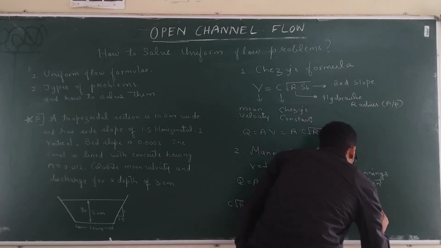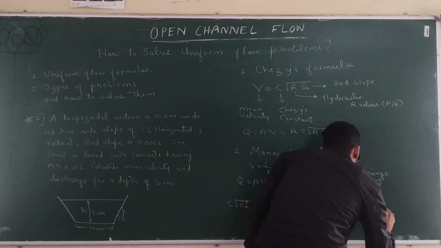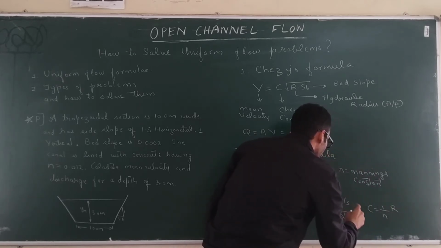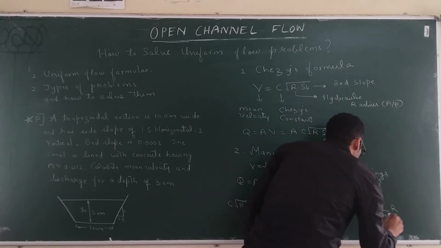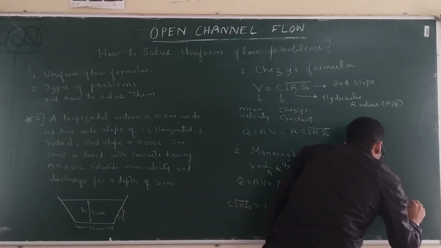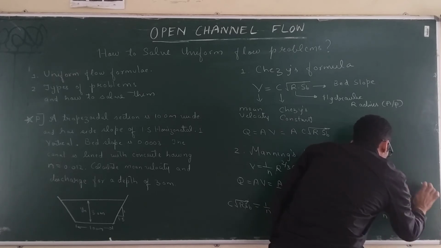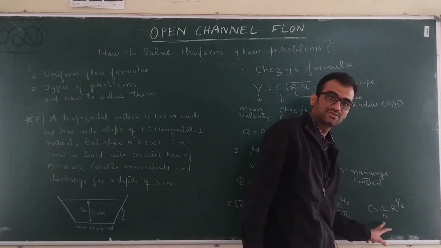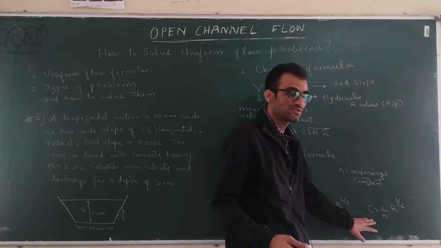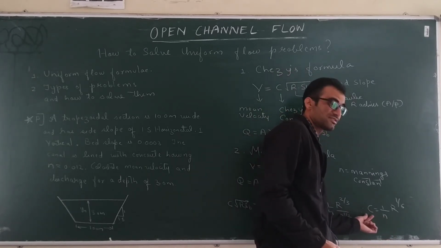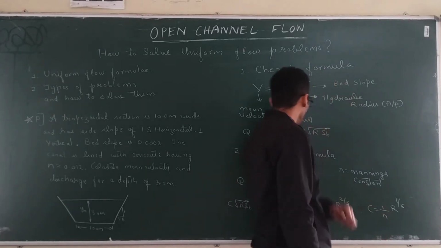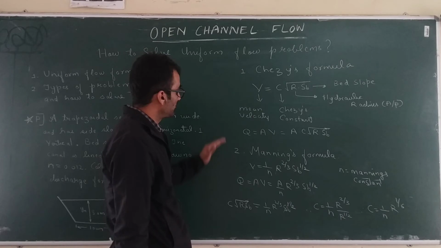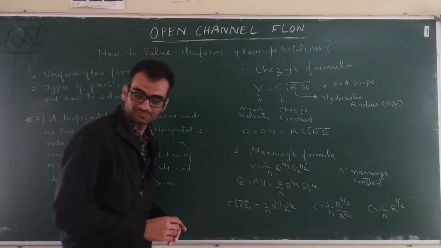So C equals 1 by N R to the power 2 by 3 minus 1 by 2. That is 4 minus 3 over 6, so it will be 1 by 6. This is the relation between Chase's constant and Manning's constant. If you come across a situation where you know Chase's constant and you want to calculate Manning's constant, use this formula. So this is all about the formulas that we use for the solution of open channel flow problems.